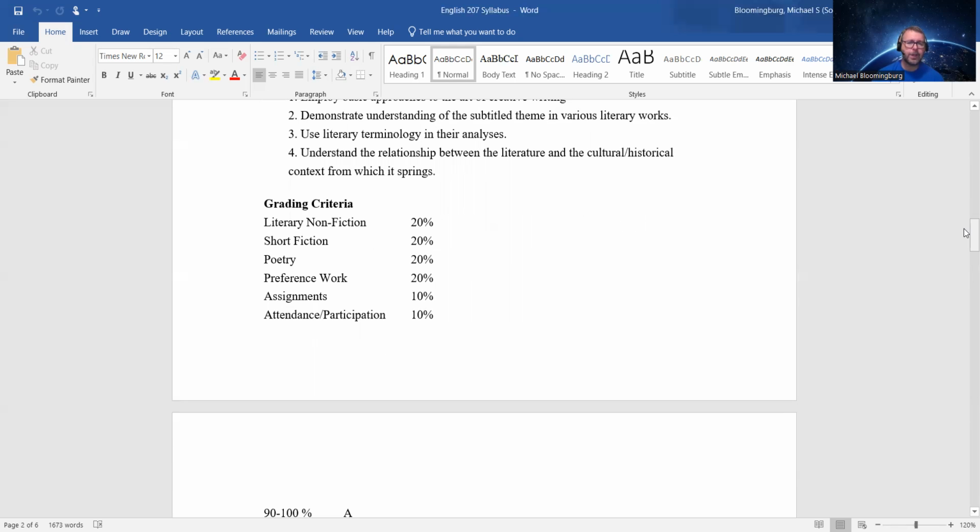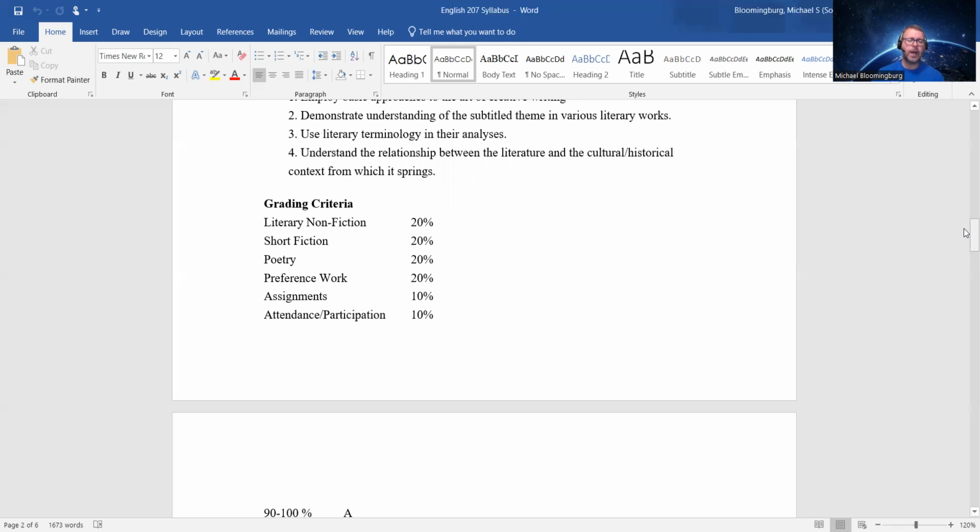A literary nonfiction piece will be worth 20% of your grade. A short fiction piece will be worth 20%. Poetry will be worth 20%. You'll have the opportunity to do some revising, editing, and proofreading on one of those pieces as a part of what we'll call your preference work. That'll be 20%.